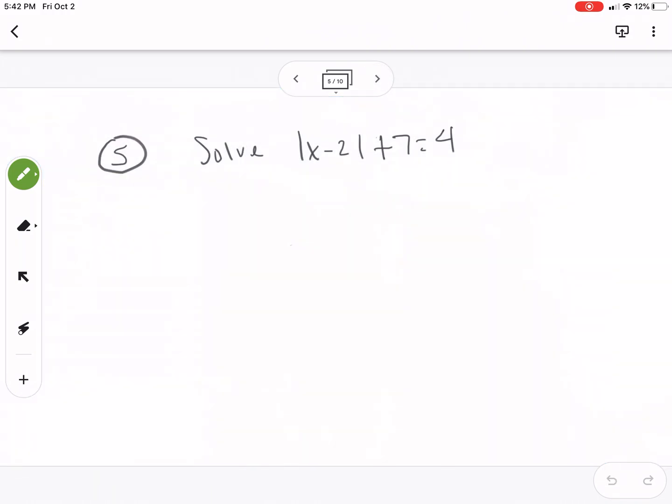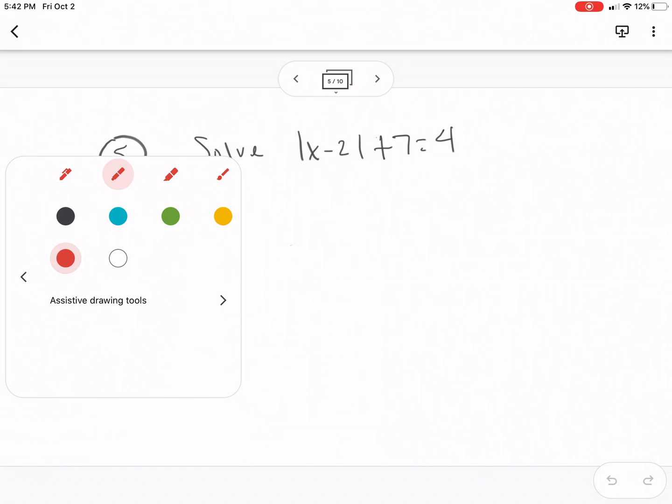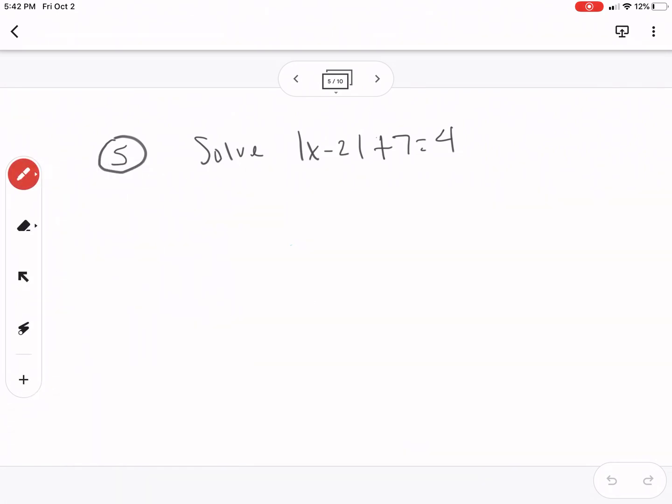This next problem is an absolute value equation. Remember, your first goal is to isolate your absolute value. So I'm not combining like terms, I'm moving stuff away from it. So I get rid of plus 7 by doing minus 7 to both sides.